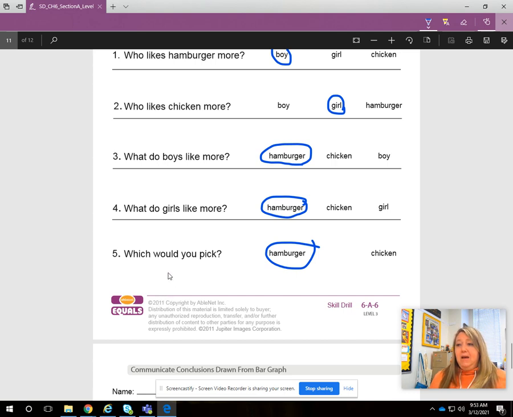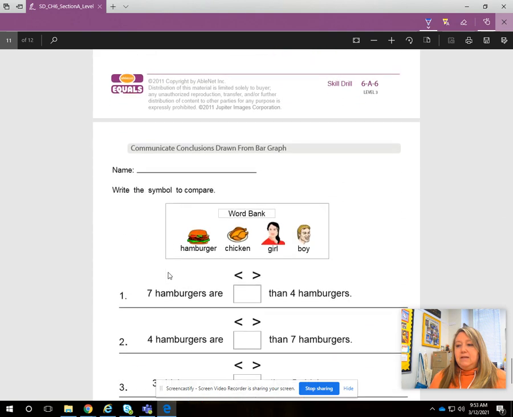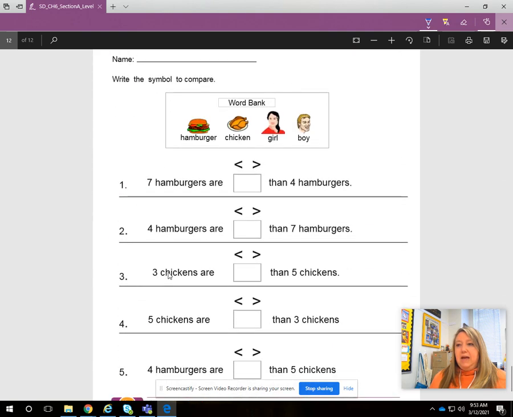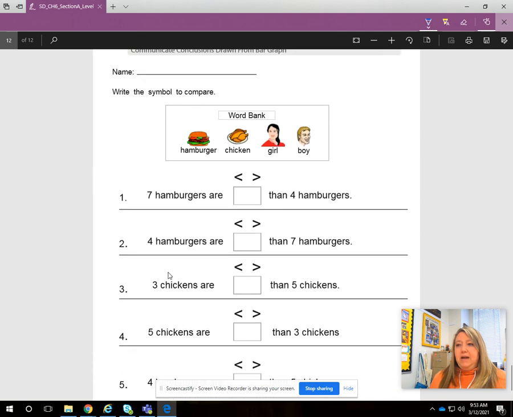There's another way that we can draw conclusions, friends, and that's going to be on the second page of our worksheets. Now, this one is going to be a review of some things that we have learned in the past. So we have some symbols right here. We have this greater than and less than, right? And there's a few different things that can help you with this.